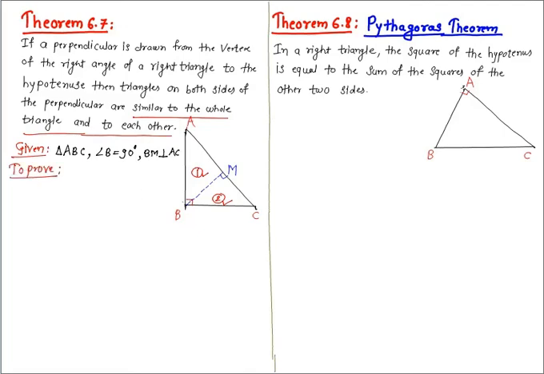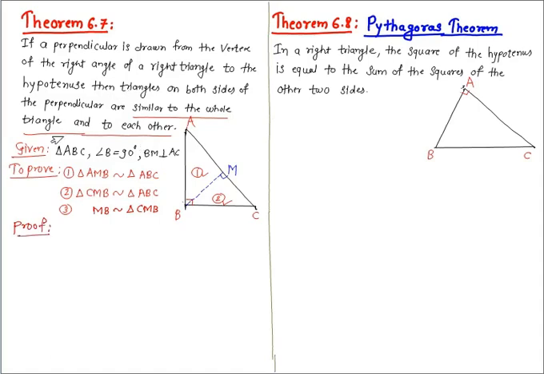First write the two triangles similar to whole triangle ABC. So first triangle is triangle AMB similar to whole triangle ABC. Second triangle is CMB similar to whole triangle ABC. And third is both triangle 1 and 2 are similar to each other. Triangle AMB similar to triangle CMB. This we have to prove. Let's start the proof from here.